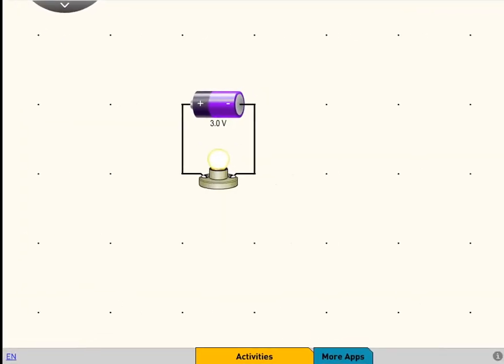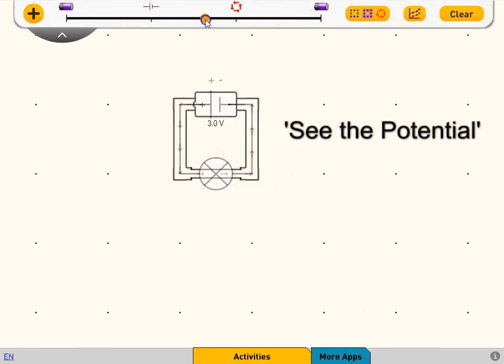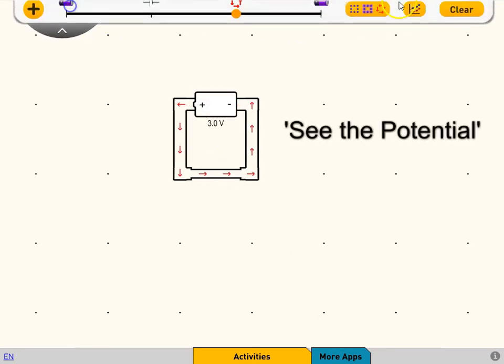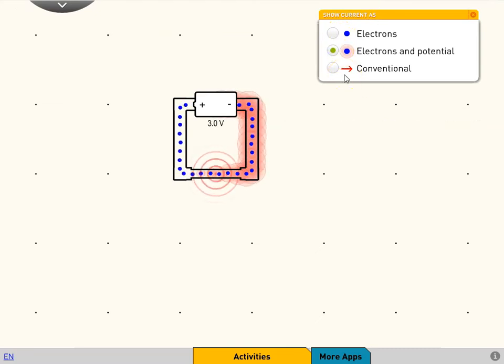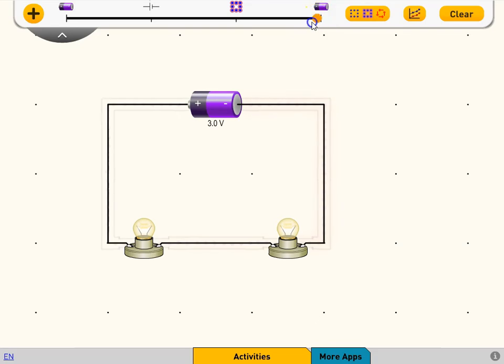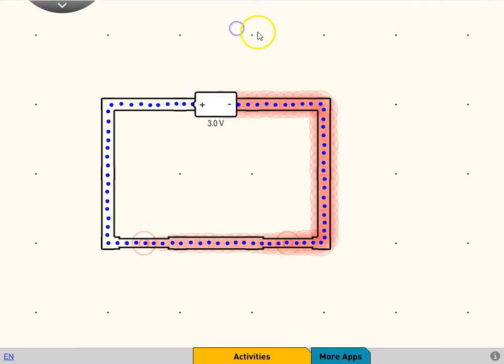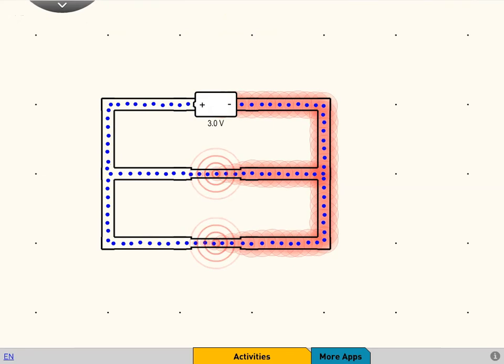We call this approach the See the Potential approach. And to sum up, students can see the potential in the circuit rather than having to compare a circuit to something analogous that looks completely different. You give them clear ways to visualise current, resistance, and potential. It explains series circuits well, and it explains the tricky idea of parallel circuits really well.